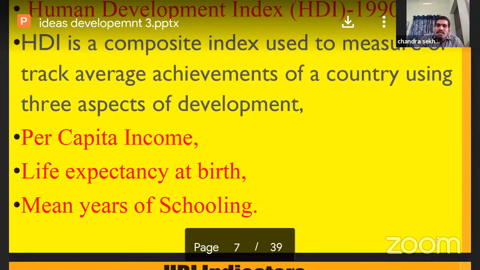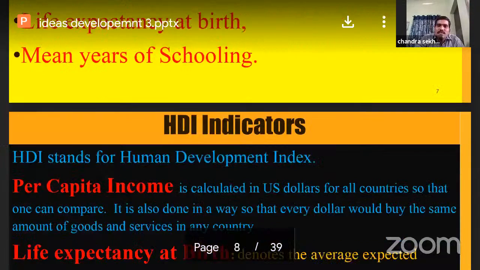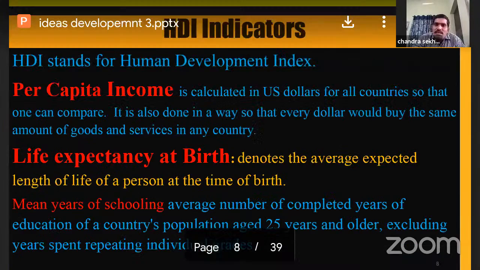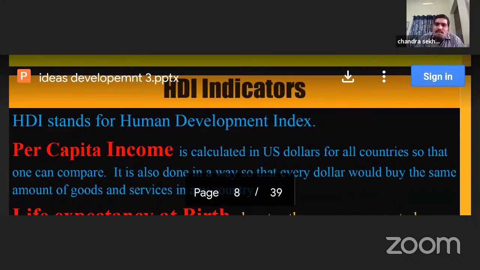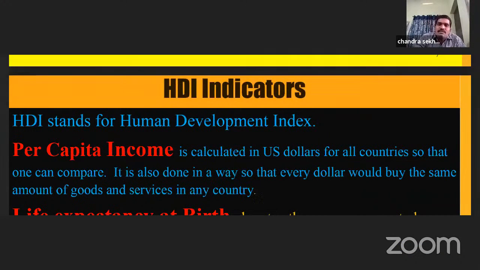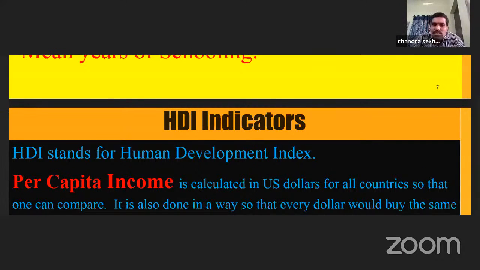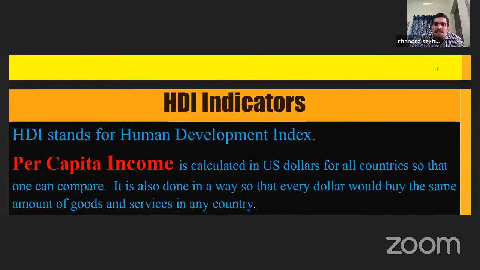Okay, we will learn clearly. So these are the HDI indicators. HDI stands for Human Development Index.